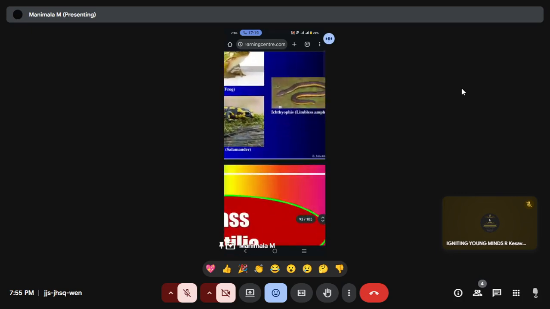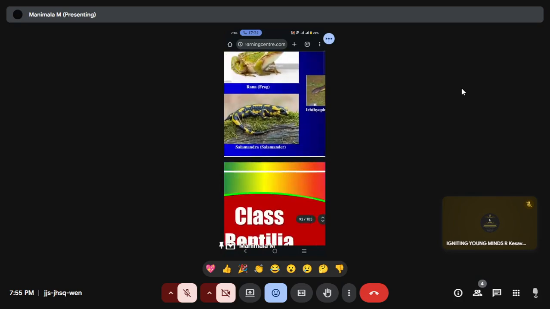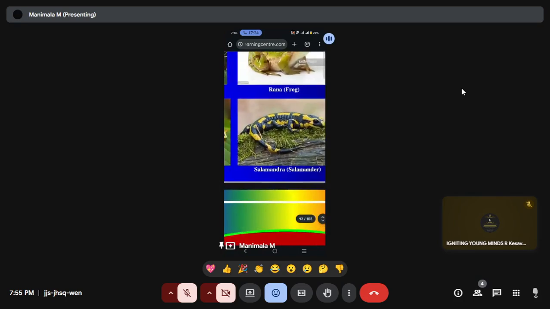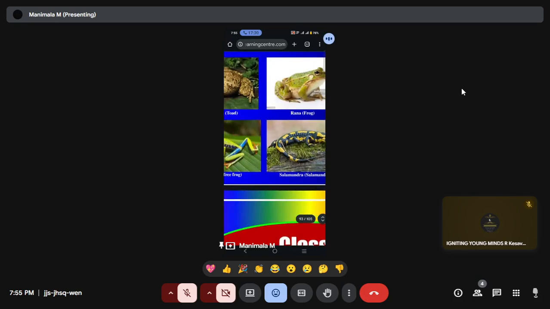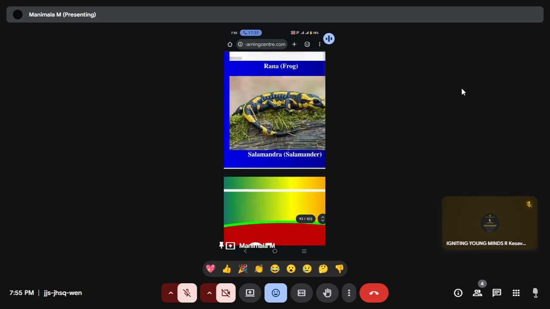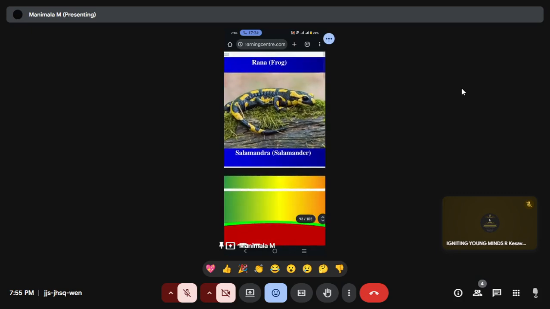It is named as tailless. Actually, most of them don't have a tail. Only one has a tail throughout its life. What is it named as? Salamander. Okay, ma'am.